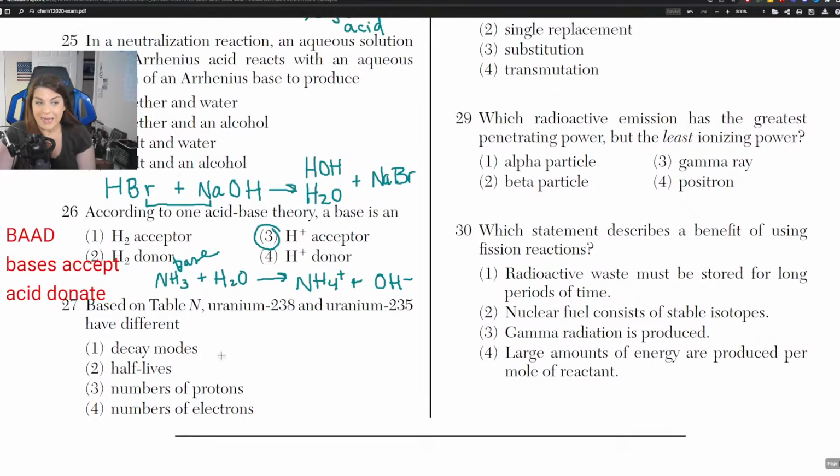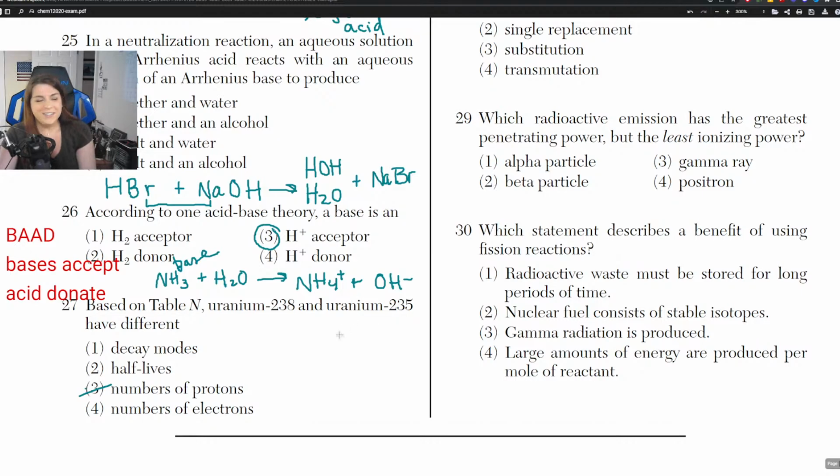Based on table N, good to know here because it's really going to guide the answers, uranium-238 and 235 have different blank. The number of protons is absolutely no. They both are uranium, so they both have 92 protons. You could also look that up on the periodic table. I just don't need to because I'm pretty good at chemistry.